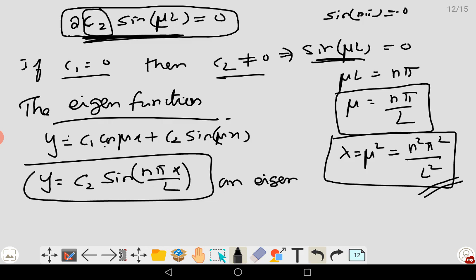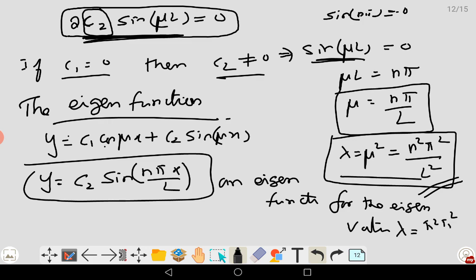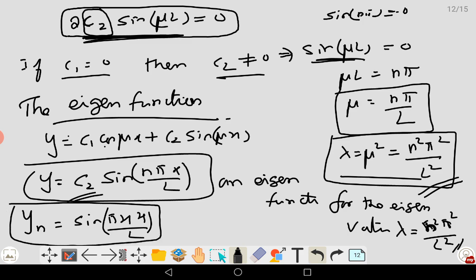This is an eigenfunction for the eigenvalues. This is our lambda, which is n square pi square divided by L square. And when you generalize this one, taking C2 as 1, it is y_n equals sin n pi x over L. And we have done this only for boundary condition 1.